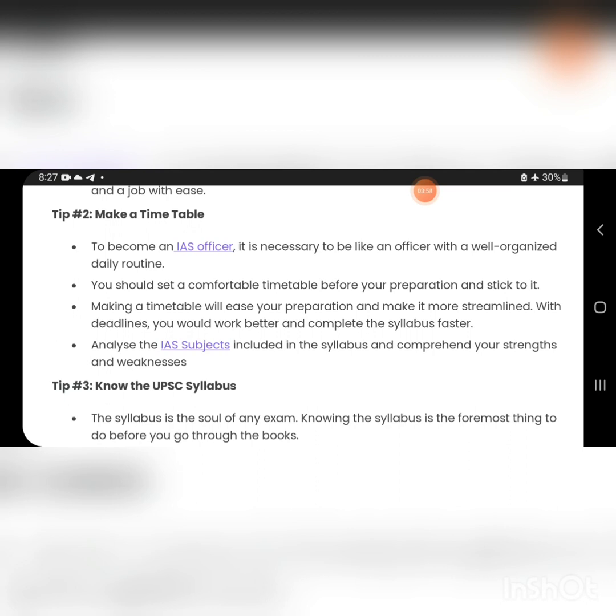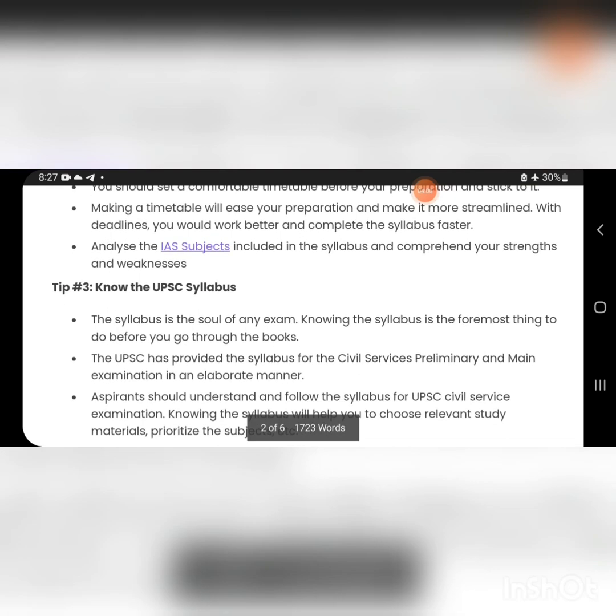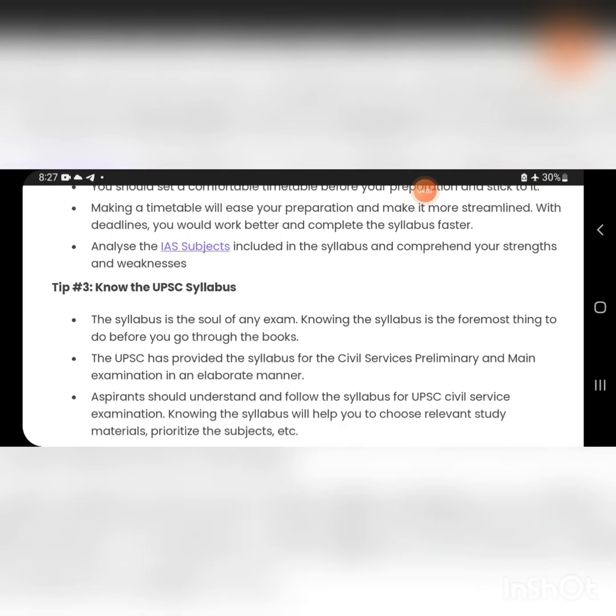Point number three, know the UPSC syllabus, because without knowing the syllabus, you can't prepare your mind for what you have to study, what you have to discuss with yourself, what you have to go through for the examination. The syllabus is the soul of any exam. Knowing the syllabus is the foremost thing to do before you go through the books.